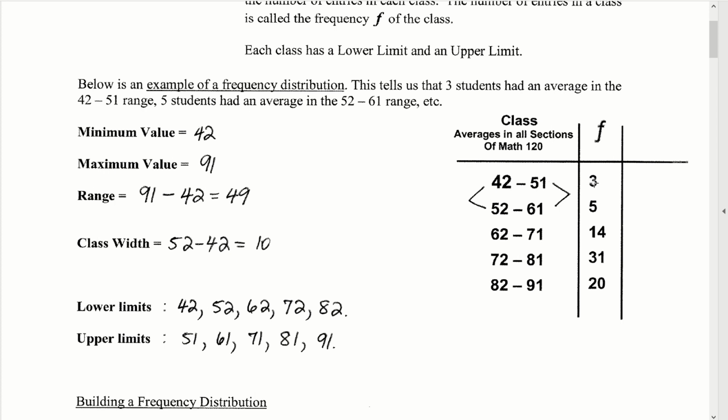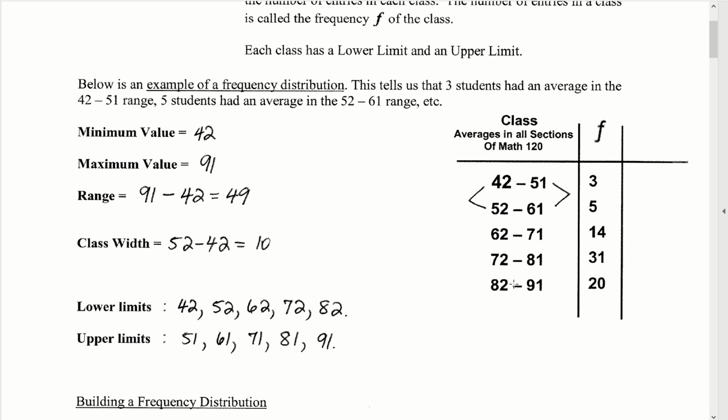And this would have a frequency of 3, meaning that there were 3 students that had averages between 42 and 51 inclusive. The second class has a lower limit of 52 and an upper limit of 61, and it would have a frequency of 5. If we look at all of the data, the lower class limits would be these values here: 42, 52, 62, 72, 82. The upper class limits would be 51, 61, 71, 81, and 91.